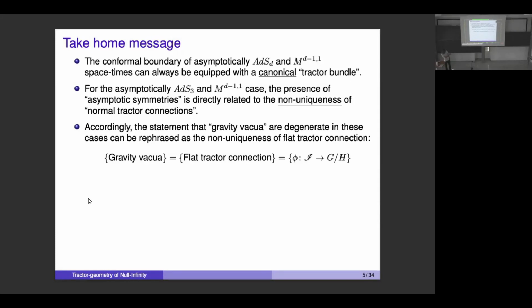And then all statements about gravity vacua are just statements about the fact that flat connections like this, which are flat, are again not unique, which means very practically that you have many ways of identifying your manifold with a model.